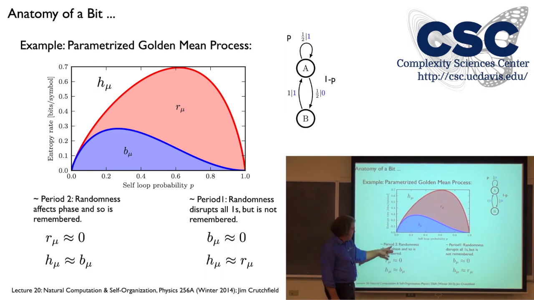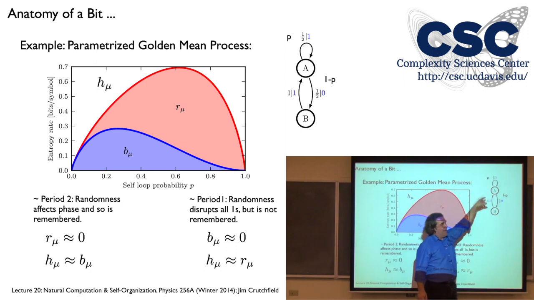Well, what's going on here? Well, it's period 2. And so what you're seeing here is that h mu is mostly b mu and r mu is equal to 0. So what's happening is that we have this period 2 process, and occasionally it's injecting a little phase slip by very rarely going to A.